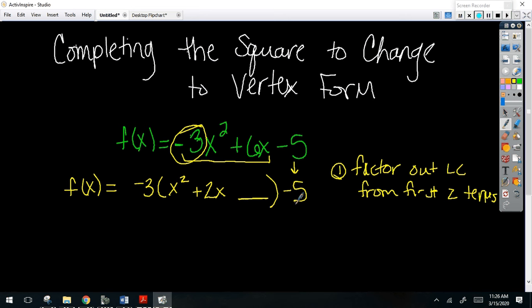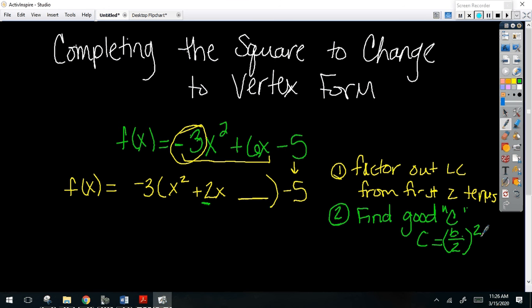All right? The next thing I want to do is I want to find a good C. And if you remember whenever we were completing the square, we want to find that C that makes us have a perfect square trinomial. Okay? And so to do that, we take the B that's in the middle, we divide by 2, and we square it. Okay? Notice I haven't said to do anything with it yet. Right now, I just said to find it.